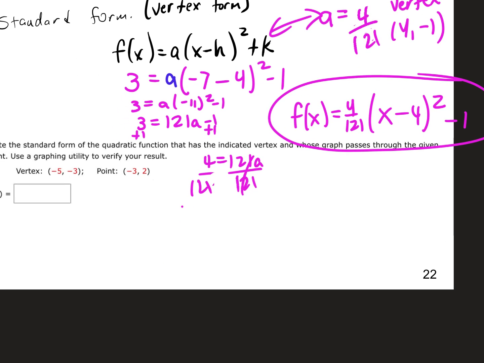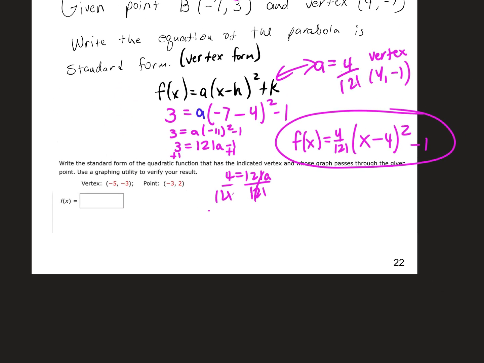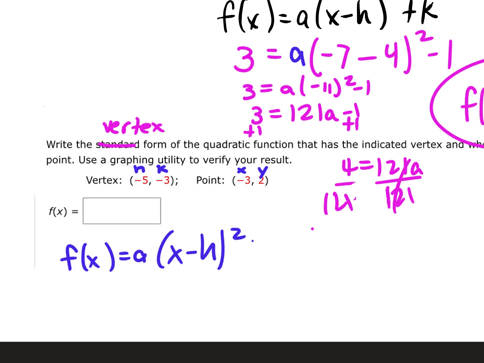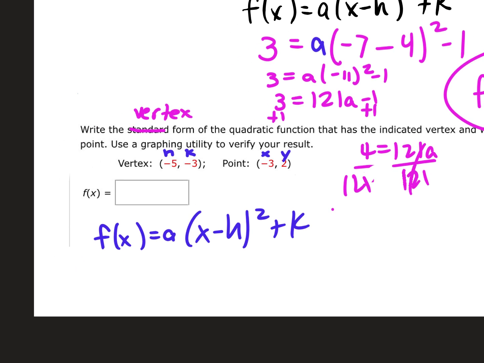So again, there's a WebAssign question that says, write the standard form of the quadratic, and so on. They don't mean standard form. What do they really mean? They gave me one piece that I need. Label it so you don't make a mistake. This is H, this is K, this is X, this is Y. What are we going to find first? The A. All right, so instead of y, I'm putting 2. I don't know what a is. Instead of x, I'm putting -3.